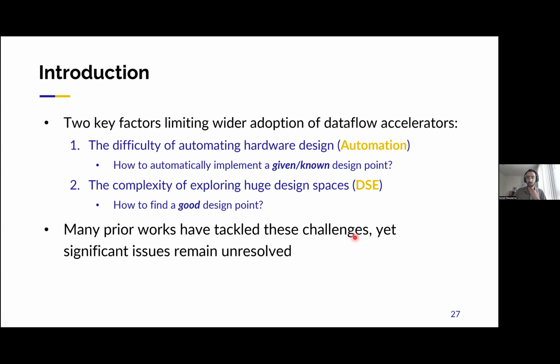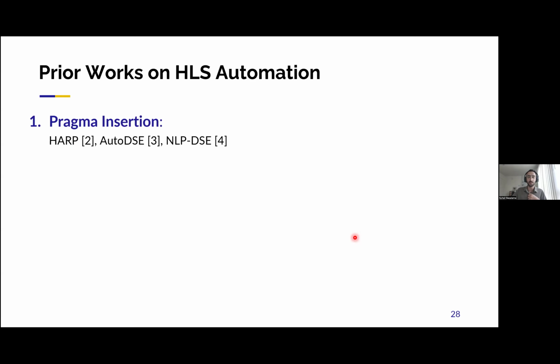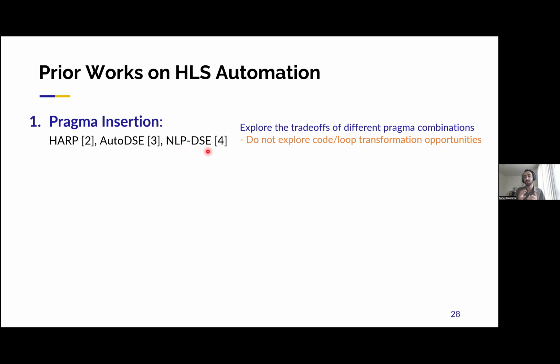Many prior works have tackled these challenges, yet significant issues remain unresolved. The first type of works in HLS tries to insert pragmas into the code to explore the trade-offs of different pragma combinations. And these prior works include HARP, also from our lab, and O2DSE and MLP-DSE. However, this approach does not explore the space of code and loop transformation opportunities, which affects the quality of the code in a big way.